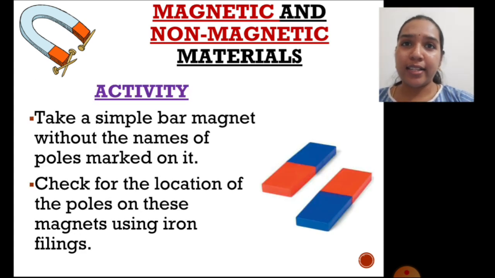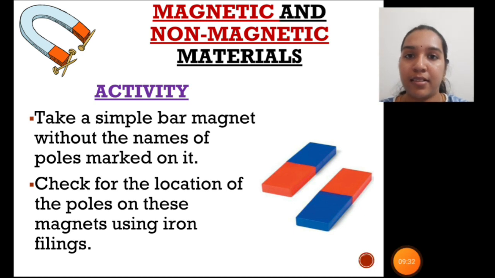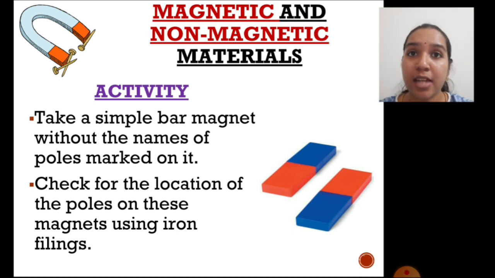But how are these poles located? For that, try to take a simple bar magnet without any markings on it and check for the north and south location of poles on these bar magnets using iron filings. And in the next class, we will continue this chapter.